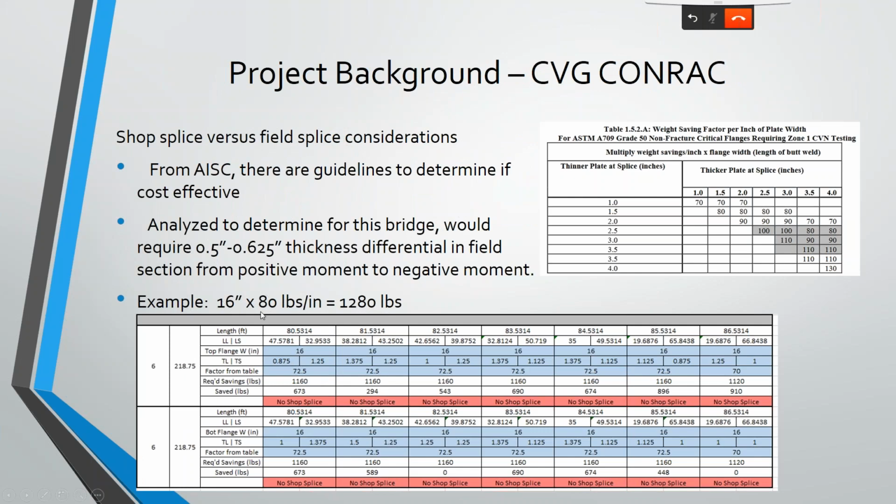You can interpolate. In this example, at 16 inches, if you came in here, you'd be looking at 80 pounds per inch as a savings needed for this 1.5 inch plate. If you're going from a 1.5 to a 1 inch, you'd need 70 pounds per inch. That's how to read that. That pound per inch gets multiplied by the width of your flange. So if it was a 16-inch plate times 80 pounds, you'd need savings of 1,280 pounds between the shop and the field splice in order to justify putting in that extra splice. And we just weren't getting there. It's a very useful guide. I highly recommend it.